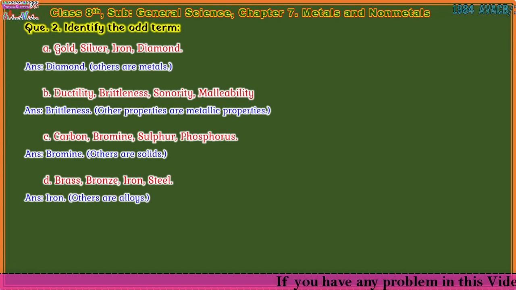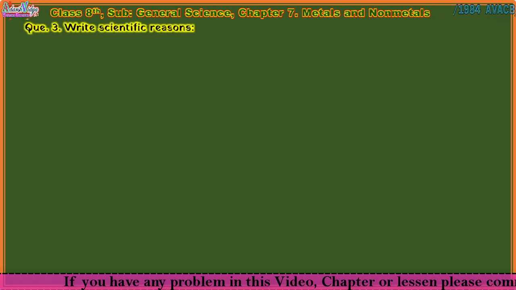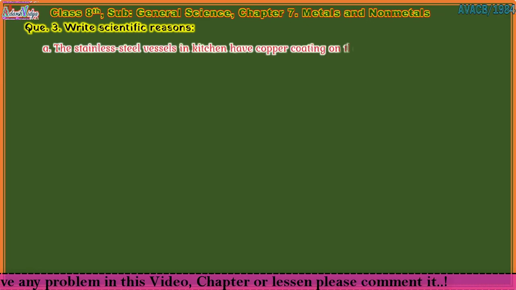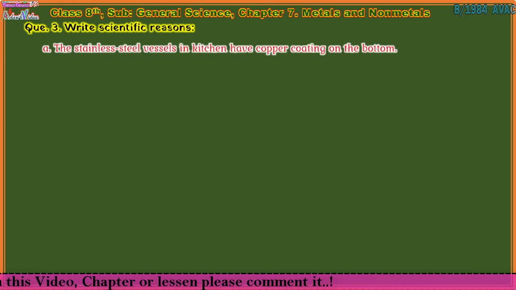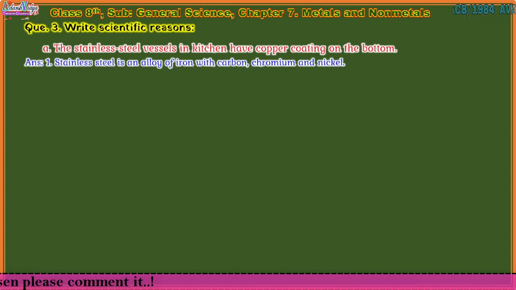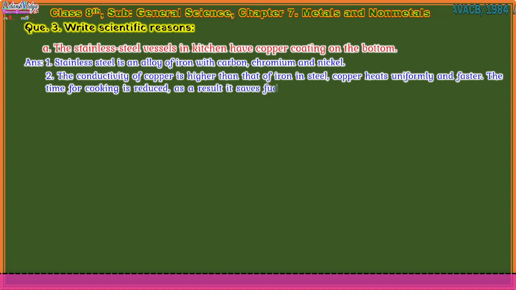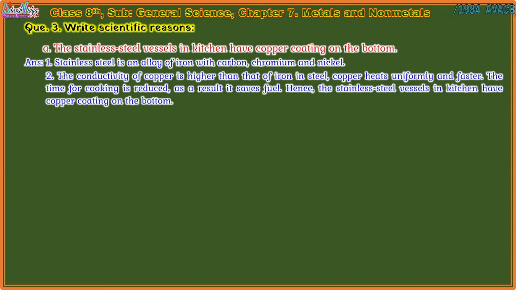Next question is: write scientific reasons. Let's see. First question is: the stainless steel vessels in kitchen have copper coating on the bottom. Answer, first point: stainless steel is an alloy of iron with carbon, chromium, and nickel. Second point: the conductivity of copper is higher than that of iron and steel. Copper heats uniformly and faster. The time for cooking is reduced. As a result, it saves fuel. Hence, the stainless steel vessels in kitchen have copper coating on the bottom.